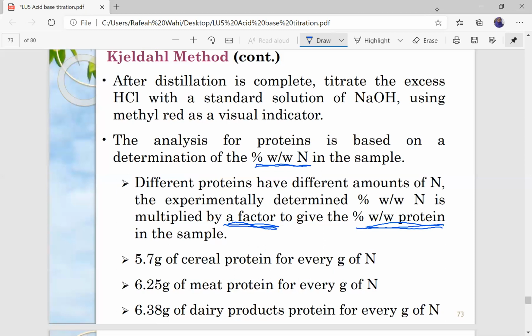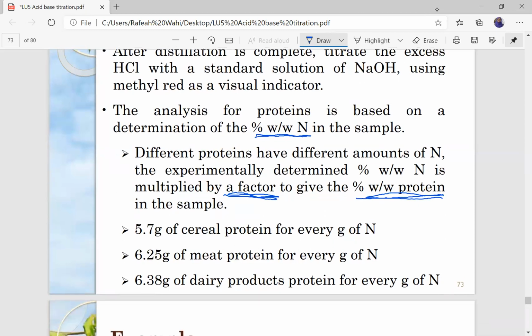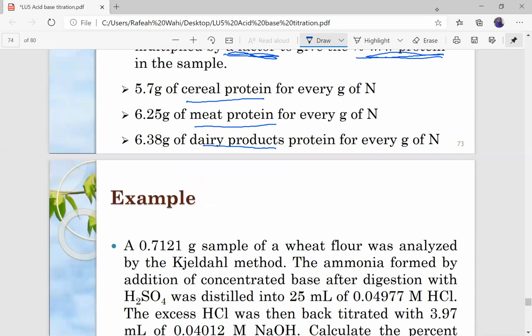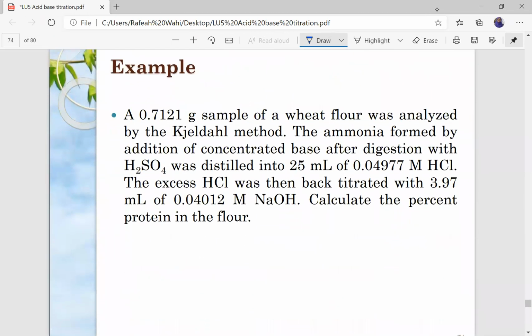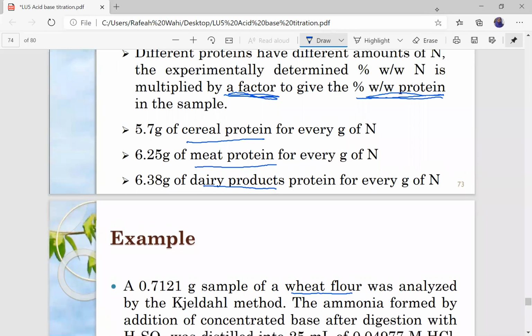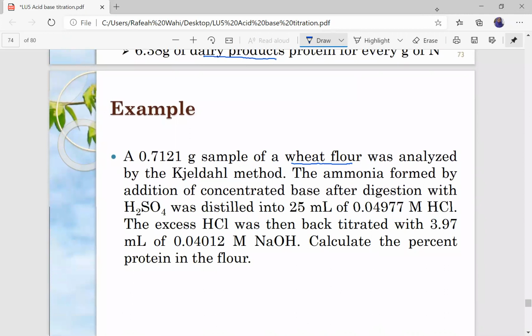If you are dealing with cereal protein, the factor is normally 5.7. For meat protein, 6.25. For dairy products, 6.38. Now let's look at the example here. You have a 0.7121 gram sample of wheat flour. Wheat is a cereal protein, and it is analyzed by the Kjeldahl method.